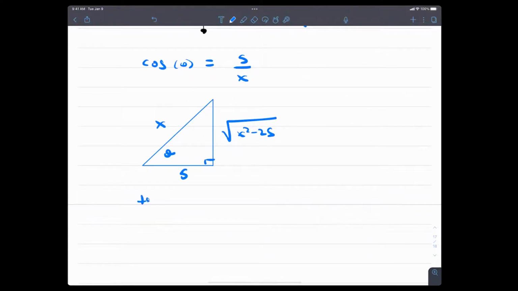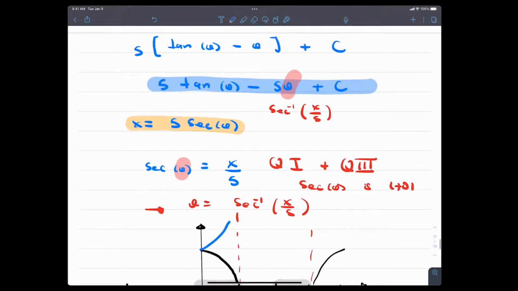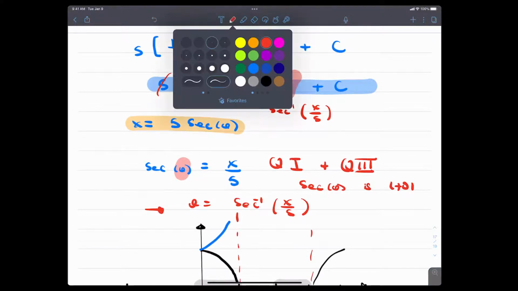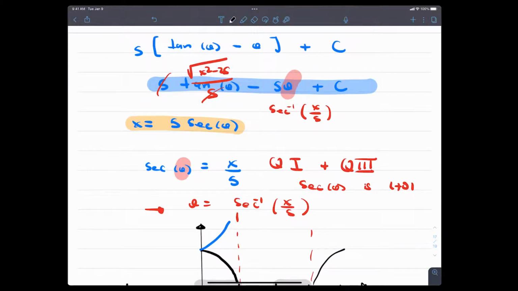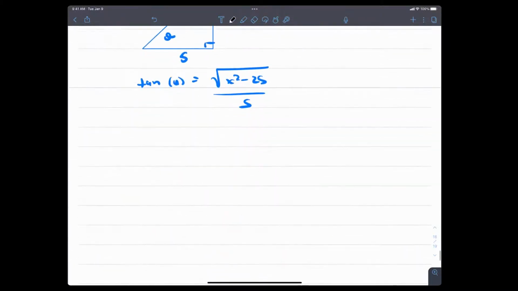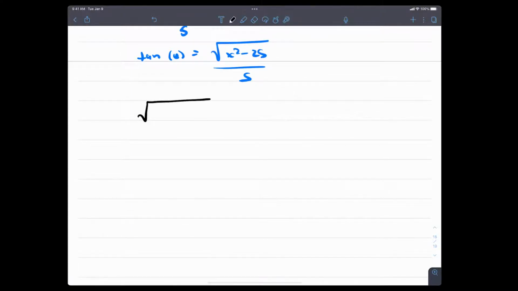So tangent, ladies and gentlemen, from this is opposite over adjacent. So the square root of x squared minus 25 over 5. And your 5's cancel. So it looks like we're just going to get the radical. Final answer: the radical of x squared minus 25 minus 5 inverse secant x over 5 plus that c.